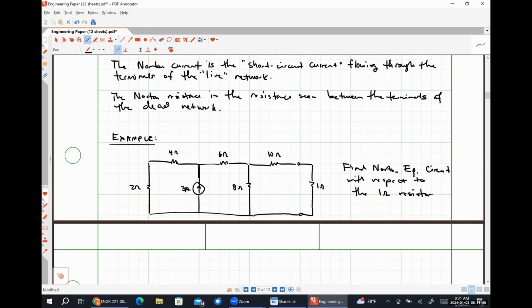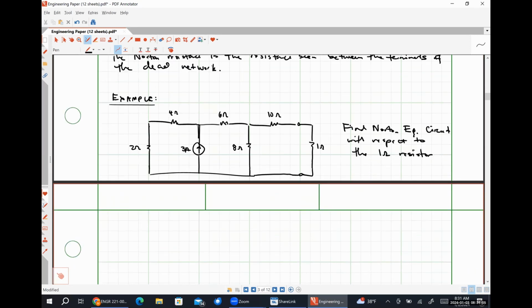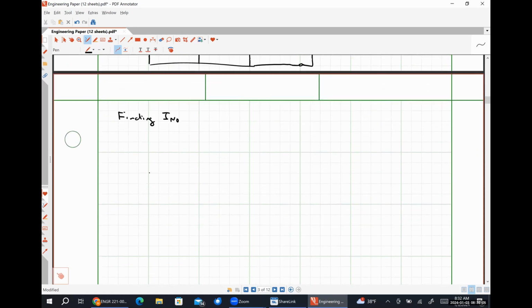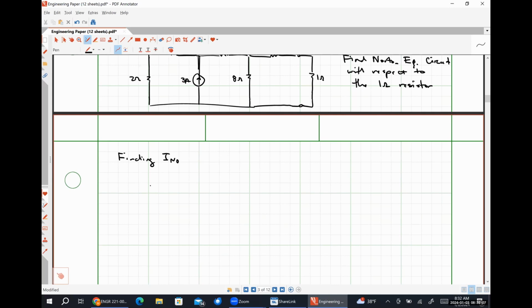The only thing that we're really going to have to find here is the Norton current, because we already know what the Norton resistance is from our previous one. All right. So to find I Norton, we're going to draw our circuit with the 1 ohm resistor taken out, just like we did with the Thevenin equivalent circuit.